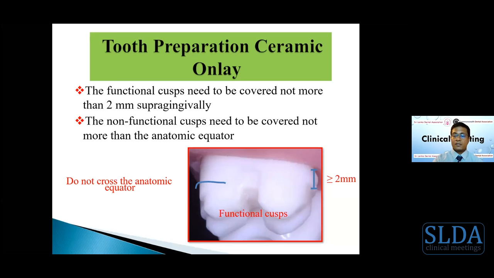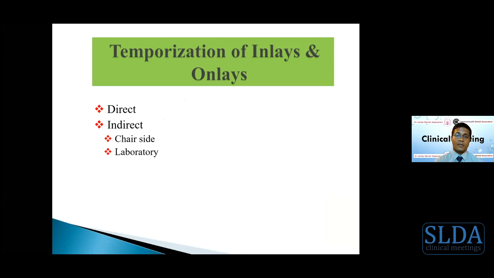And once the preparation is done and the impression is made, you have to temporize your preparation until the provision of the permanent one to provide the occlusion and positional stability. Temporization can be done using either direct or indirect methods. If you select direct methods, without etching the tooth prep, you can apply desensitizing agents in order to prevent dentin hypersensitivity if the tooth is vital.